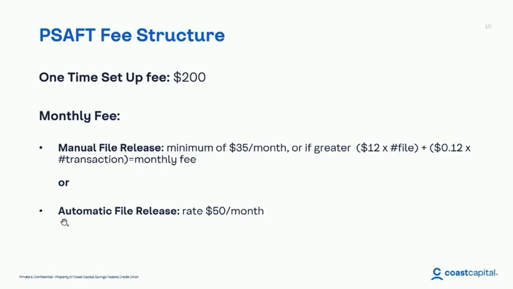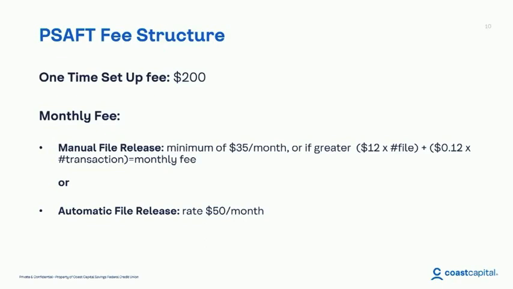The other option is to have the automatic file release. This is where you would set the system up to just automatically collect those funds. No action required from you to go in every month. It will just collect the fees, collect the fees, collect the fees. That's $50 per month.